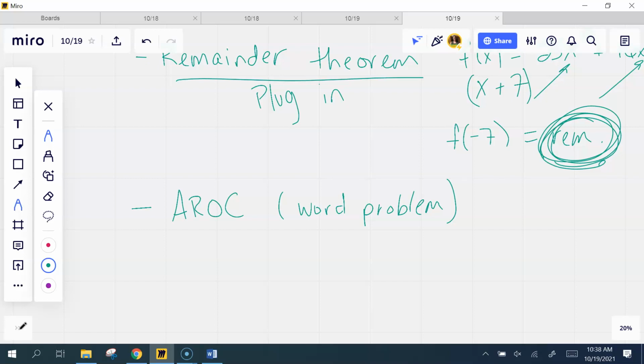What does AROC mean? Average rate of change. If it's the average rate of change, it will literally say the rate of change, or it will give you two values that you're finding the rate between, and you're just writing the equation of a line based on 2 points. You're finding the slope. This is really slope. I'm going to give you several of those to practice with too.